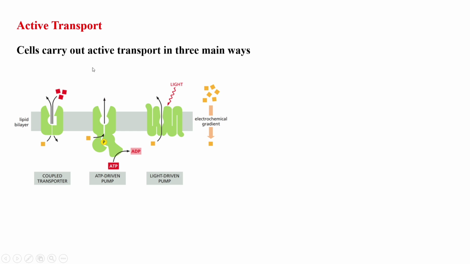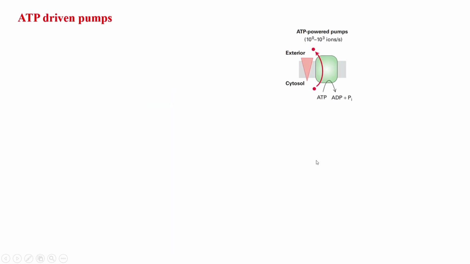Cells carry out active transport in three main ways: coupled transporter mediated active transport, ATP driven pump mediated active transport, and light driven pump mediated active transport. I have already made a separate video on coupled transport, that means symporter and antiporter. If you have not watched this video, you can go and watch it also. In this video we are going to learn about ATP driven pump, how ATP driven pump carries out the active transport. Now let's talk about ATP driven pump.